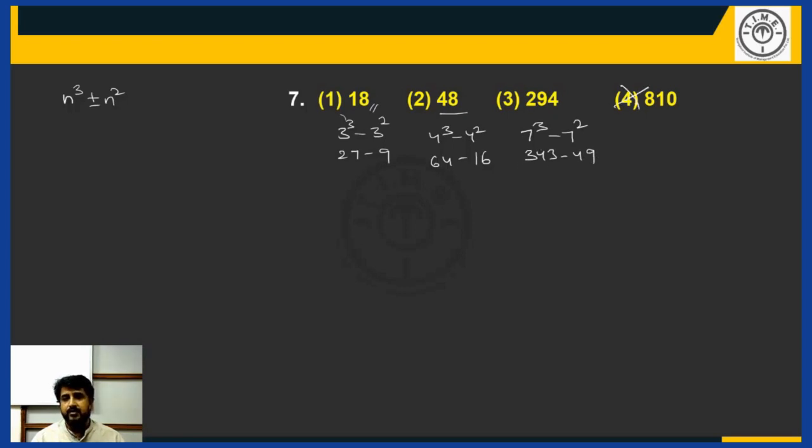Whereas 810 we cannot write in that form. Rest all the numbers we can write in the form of n cube minus n square. What is 810 actually? What is 9 cube? 729. What is 9 square? 81. So 729 plus 81 is equal to 810. So all the numbers are in the form of n cube minus n square, whereas the fourth option is in the form of n cube plus n square. So the fourth one is the odd man out. Okay.